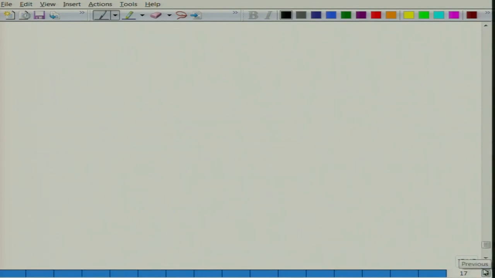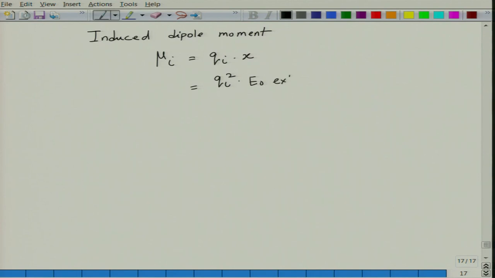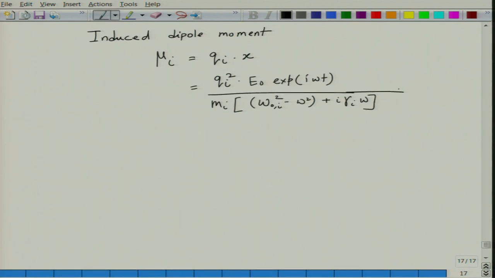Now, what is the induced dipole moment if this is the case? The induced dipole moment mu_i is equal to q_i into x, right? Mu is equal to q d. So this will be equal to q_i square into E naught exponential of i omega t divided by m_i into (omega_i square minus omega square plus i gamma_i omega). Simple.